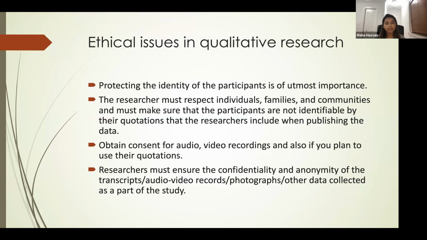You have to obtain consent. This is very important. You're audio recording people. You might video record them. You're writing every single word down. You have to get consent before you start recording or noting their words. Researchers must ensure the confidentiality and the anonymity of the transcripts. You have to tell the participants that this will be completely anonymous and no one can identify them, so they can easily share whatever they want to share with you.